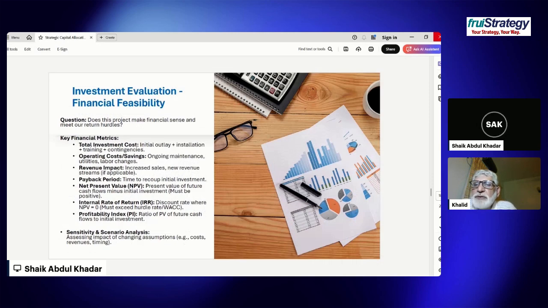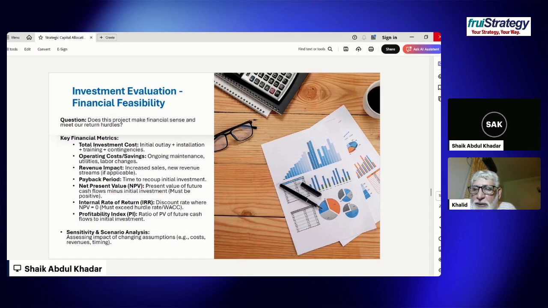So the key financial metrics: how much is the total investment cost? What are the operating cost savings? What is the revenue impact? What is the payback? What is the net present value? What is the IRR, internal rate of return? And what is the profitability index? So profitability index is the ratio of present value of future cash flows to the initial investment. So this is also used for ranking.